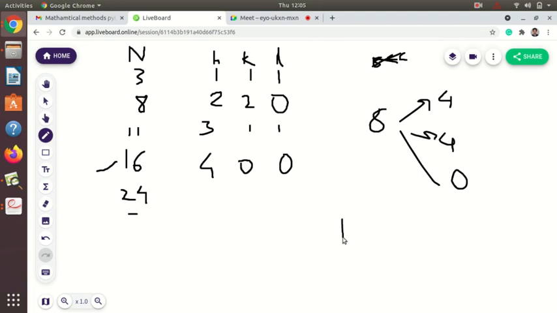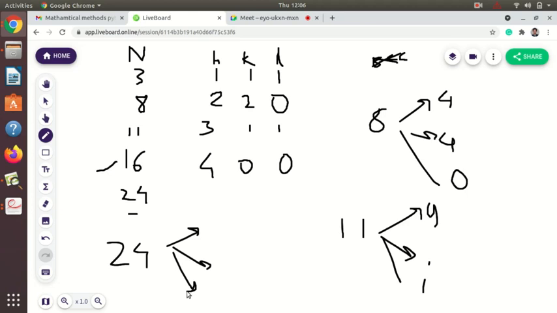So for 11 also I will do the same thing. What is the nearest square? It is 9, right? Then remaining is 2, so I can add 1 plus 1. In the same way you can do for 24. Let's find out what is the nearest square for this.